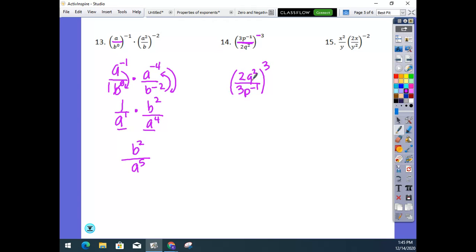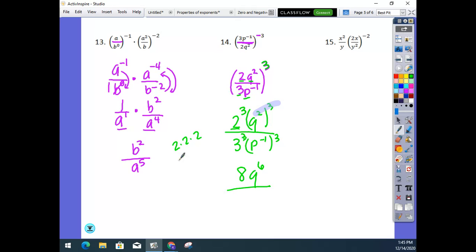Then I'm going to raise each base on the inside, each base to the 3rd power. You can either do this step in your head or I'm showing you step by step. 2 to the 3rd, be very careful. 2 times 2 times 2 is 8. Power to a power here, we multiply.